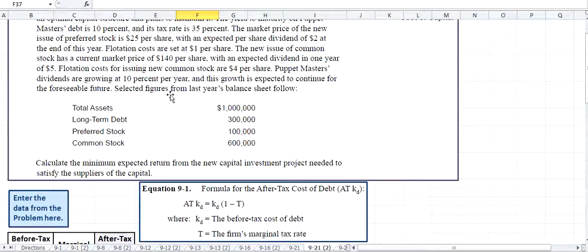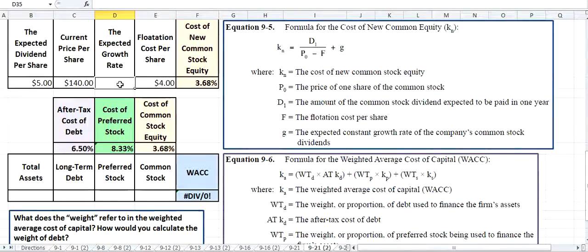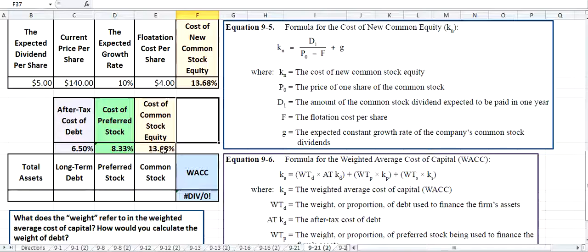It says the Puppet Masters dividends are growing at 10% per year, and this growth is expected to continue. So 10%, plug that right there. And we get a cost of new common stock equity of 13.68%, which should go in right down here, which it does. So we have our costs, which are ATKD, KP, and KS. So we have this part of our formula in here already. Now we just need to get our weights.